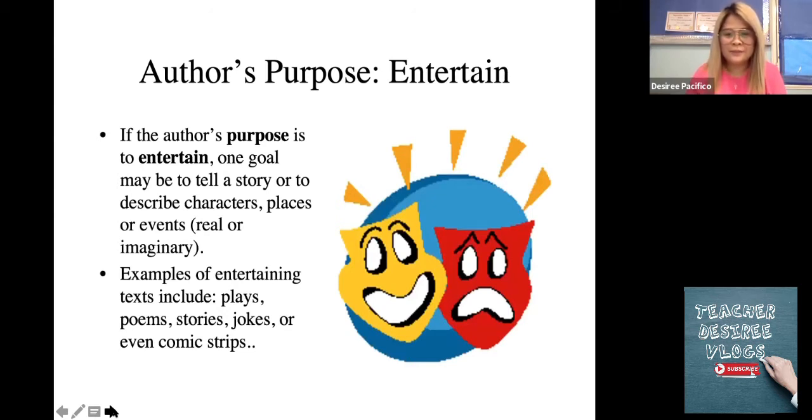And the next purpose is to entertain. If the author's purpose is to entertain, one goal may be to tell a story or to describe characters, places, or events. It can be real, it can be imaginary. So it can be fiction, it can be non-fiction. Examples of entertaining texts include plays, poems, stories, jokes, or even comic strips. So those stories that we are using in our reading, or those stories that you read from Raz-Kids, the purpose of the author is to entertain. And there are also books in Raz-Kids where the author's purpose is to inform and to persuade. But mostly, since you are grade 2, we are reading to be entertained.